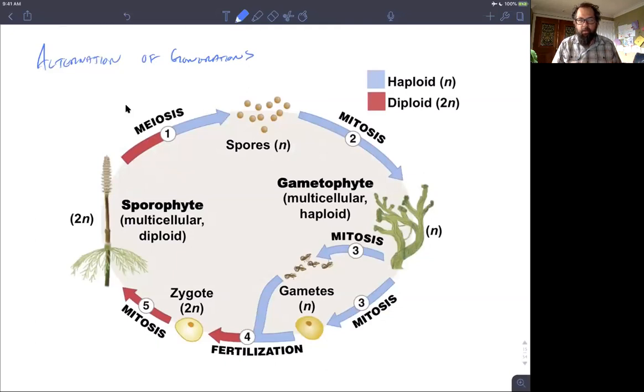So this is an example of a horsetail fern showing you the separate sporophyte and the separate independent gametophyte generation in these. And in this case, these were homosporous, where we just have one type of spore.